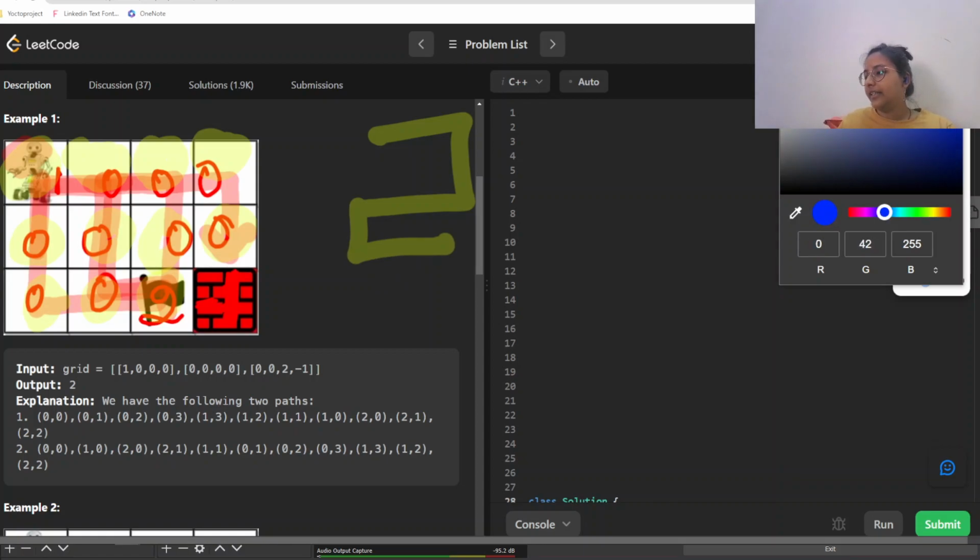Now for the other one, 2,0, 2,1, then it goes to 1,1, then it gets to 0,1, then 0,2, 0,3, 1,3, 1,2, and then this. So basically it got there by this direction.